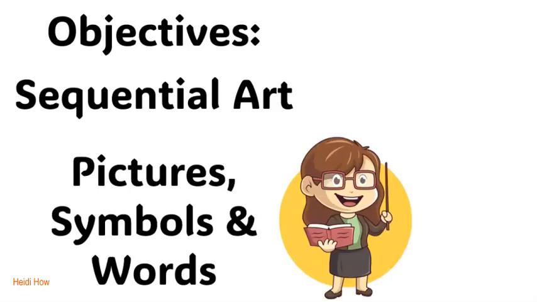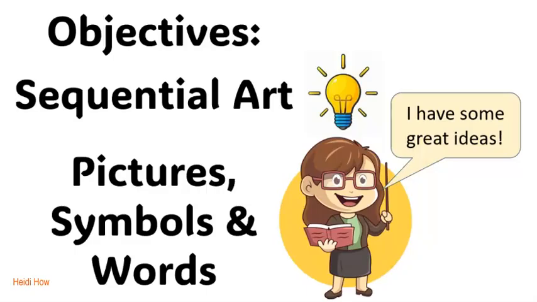The second and more important objective is I want them to think about how they can tell a story using pictures, symbols, and words, and to get them to think about what is going to best serve their purpose. A picture, words, or a symbol, how to simplify for best effect, and when you want to go into detail.